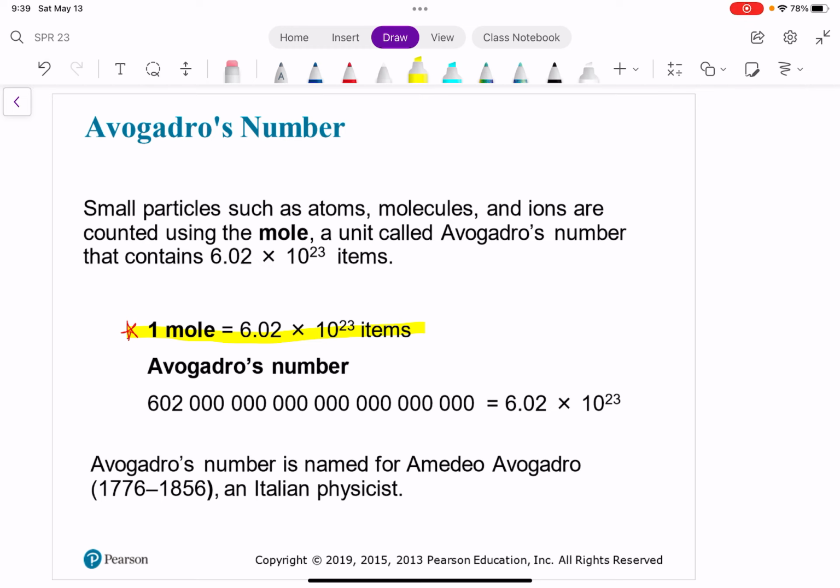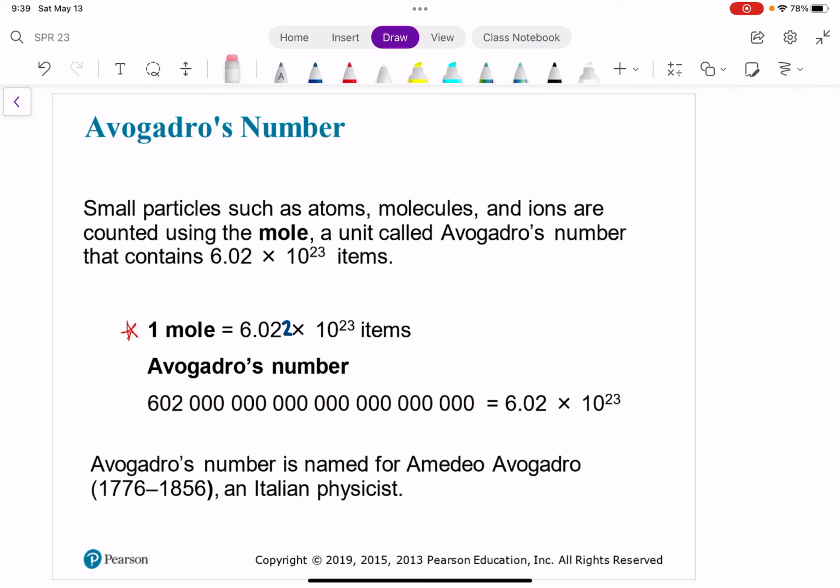Sometimes you'll actually see 6.022 times 10 to the 23rd. Actually, let me make that a little clearer. 6.022 times 10 to the 23rd. That's actually what I'm more familiar with, but either way is fine. So whenever you have a mole of anything, you have 6.022 times 10 to the 23rd of that thing. That's a really big number, right? And that number is called Avogadro's number.